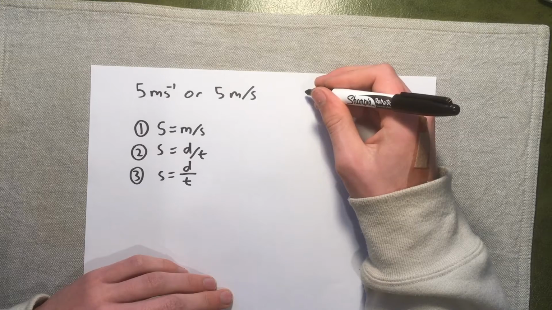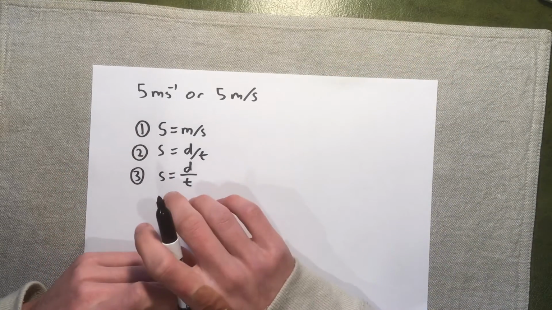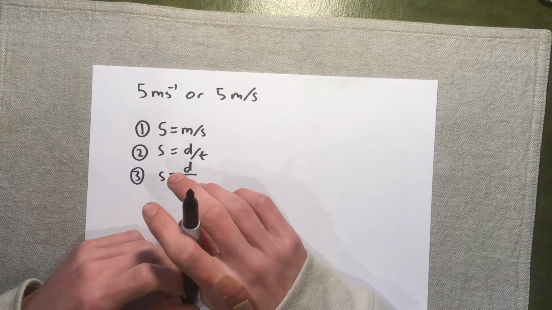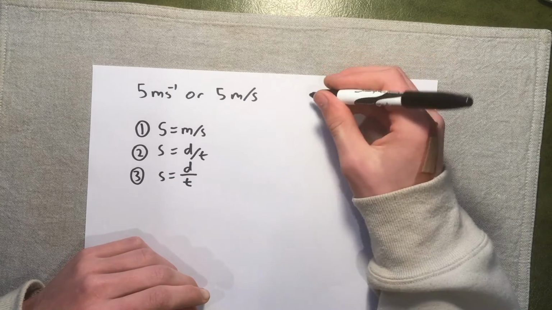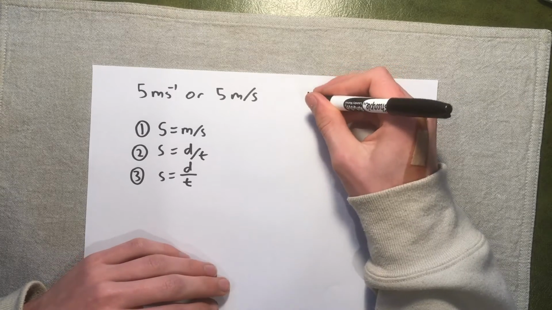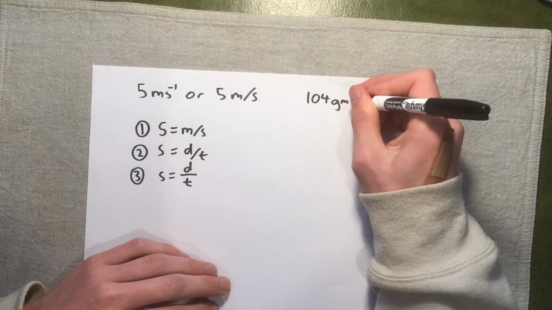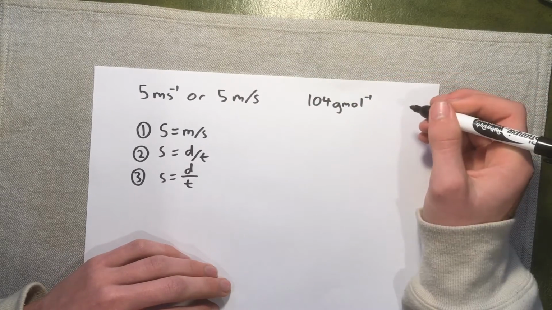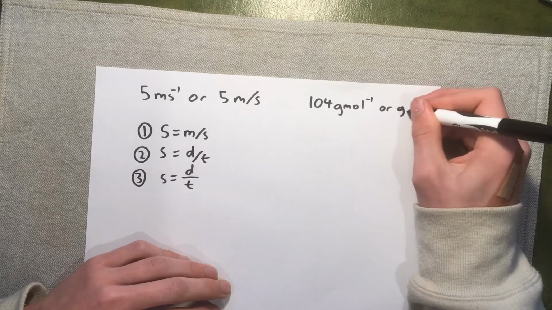Let's have a look at another example. In chemistry, you'll be given something called molar mass, which is another way of saying density of a molecule or an atom. I won't go into it here, but let's just use that as an example of units. So we might be given, say, 104 grams per mole. This is the unit for molar mass. This will turn up time and time again in chemistry questions.